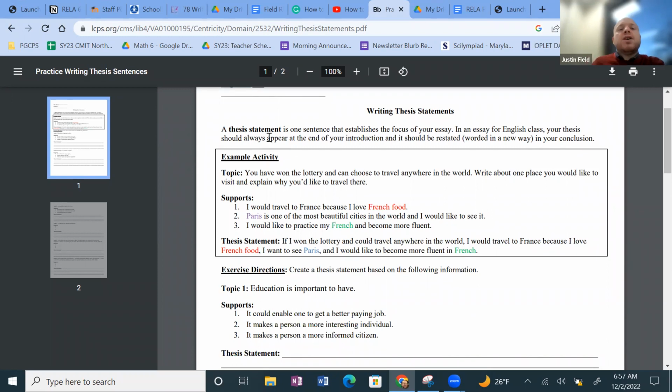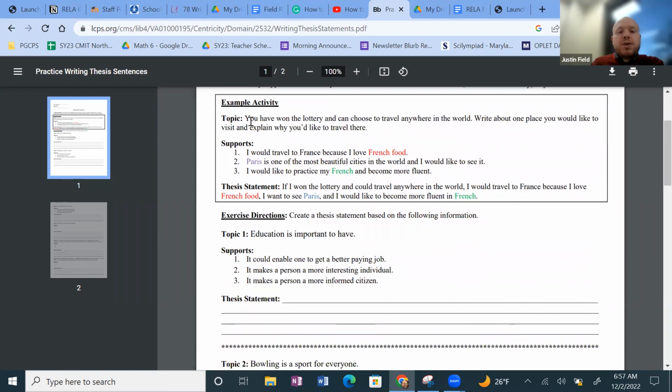All right. So here's the example. Let's say the topic was that you've won the lottery. You can choose to travel anywhere in the world. Write about one place you'd like to visit and explain why you'd like to travel there.